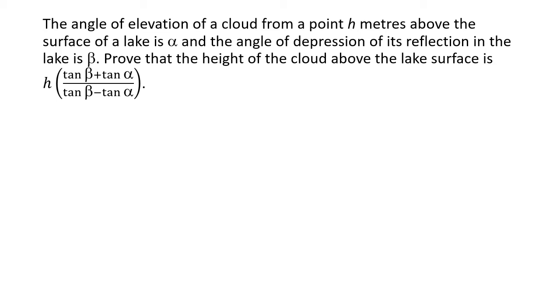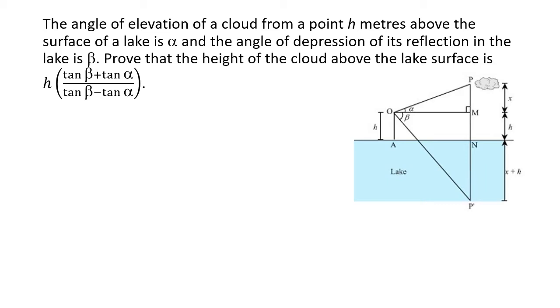The next question is: the angle of elevation of a cloud from a point h meters above the surface of the lake is alpha, and the angle of depression of its reflection in the lake is beta. Prove that the height of the cloud above the lake is h (tan beta plus tan alpha) upon (tan beta minus tan alpha). So in your diagram, first you will have a lake. There is a cloud above the lake. The reflection of the cloud will be formed below the lake, over here.